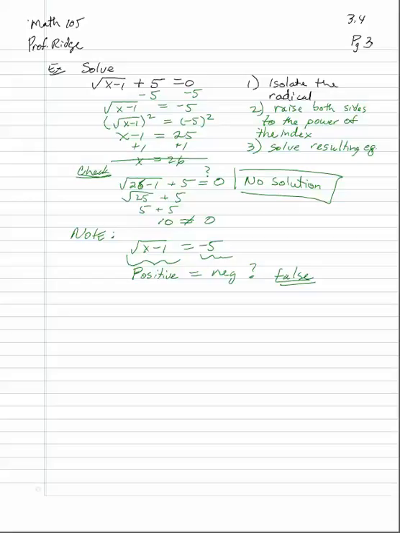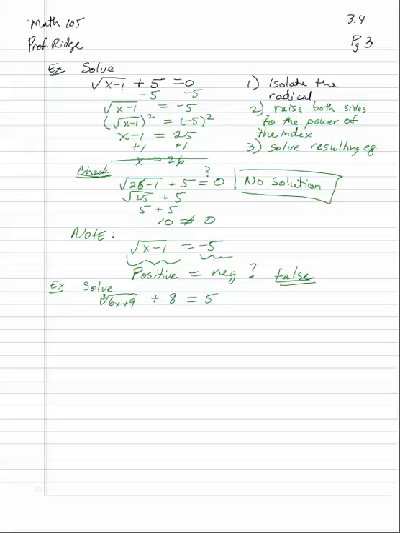So you always have to check in the original problem to make sure that your solution is in fact a solution to the original problem, because we're losing some information when we square both sides. And basically the only time we have to worry about it is if we raise it to an even power.